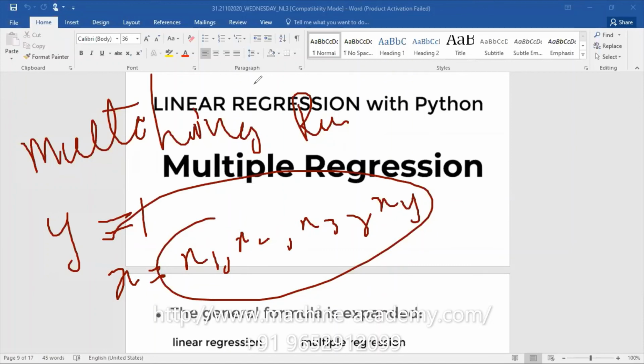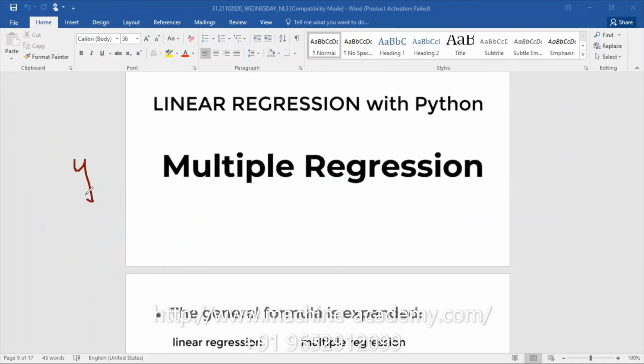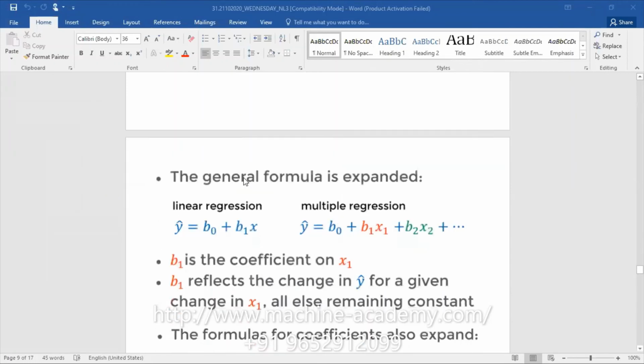The formula looks like this: y equals b naught plus b1 x1 plus b2 x2 plus b3 x3, like this. You're going to get it in this particular pattern. Now let us take a simple example.